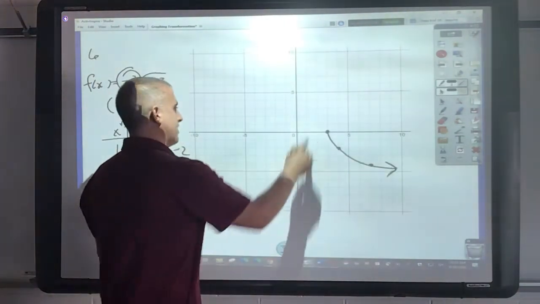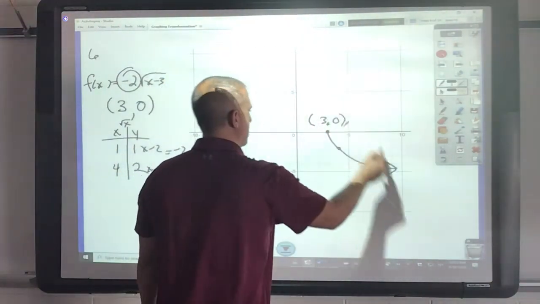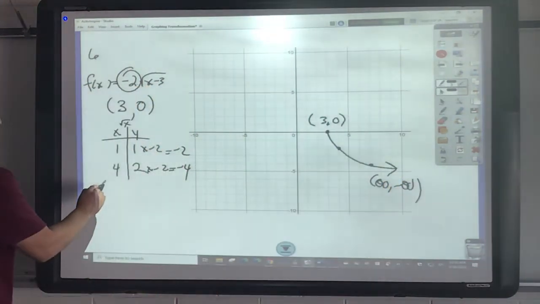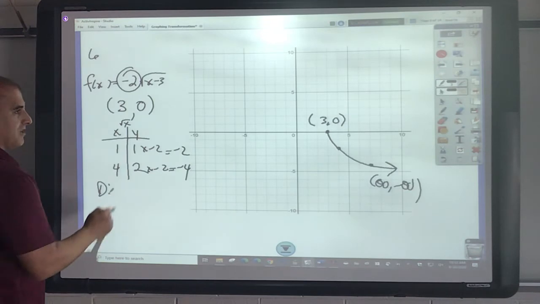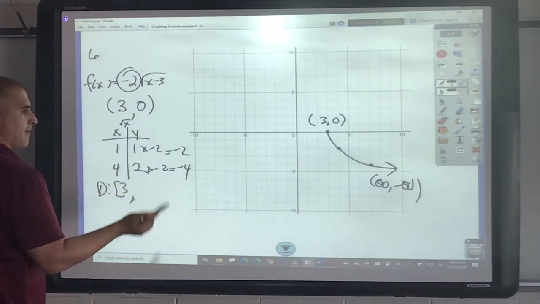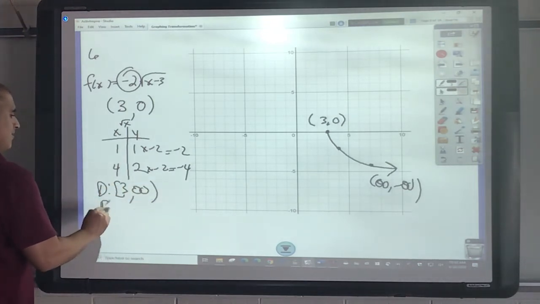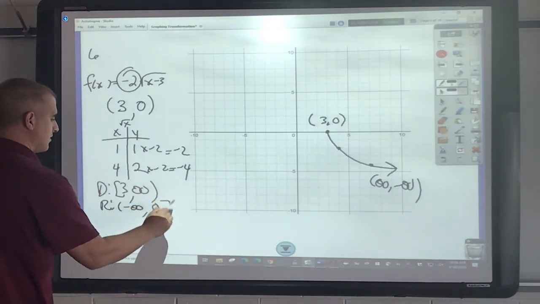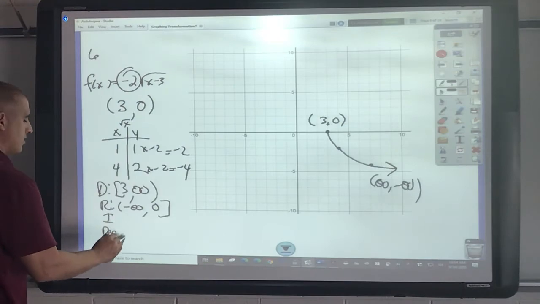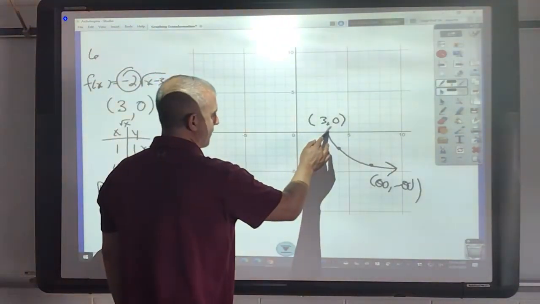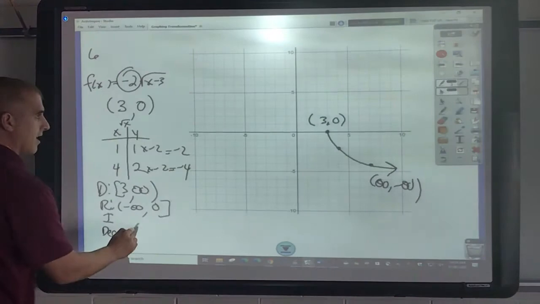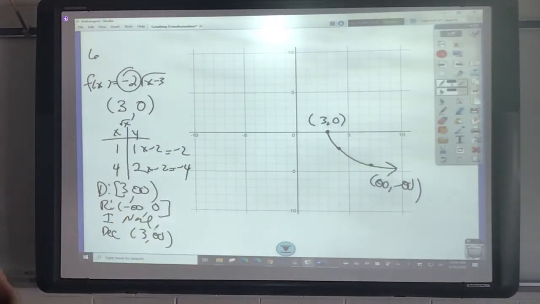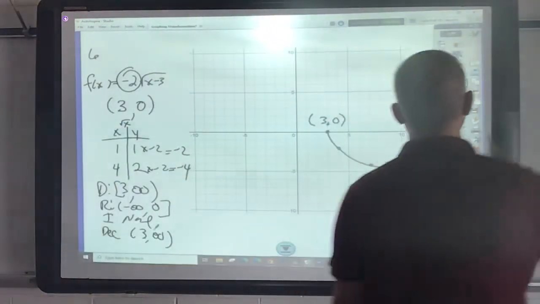All right, so if I label my anchor point 3, 0, this would be infinity, negative infinity, okay? All right, so my domain, my smallest x value is 3, my biggest x value is infinity. My range, my smallest y value, be careful, is negative infinity, my biggest one is 0, okay? Increase and decrease. So this one, I would start from here, this decreases the whole way from 3 to infinity, there is no increase on that problem, okay?